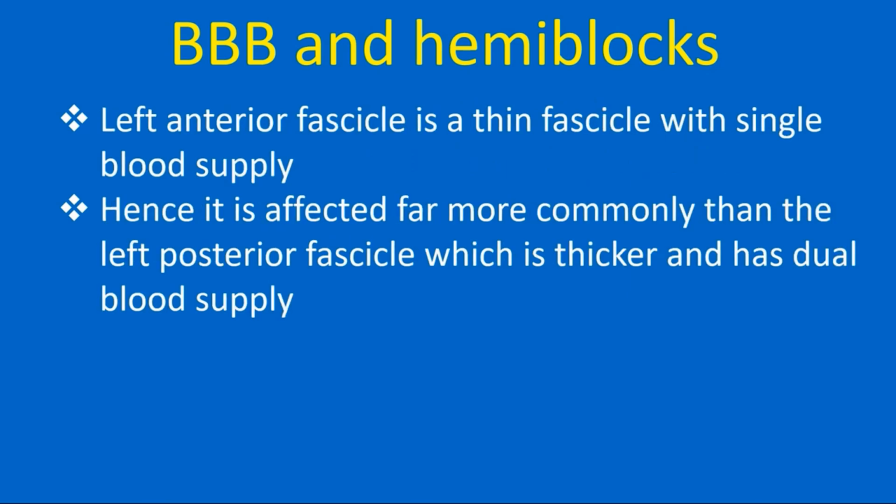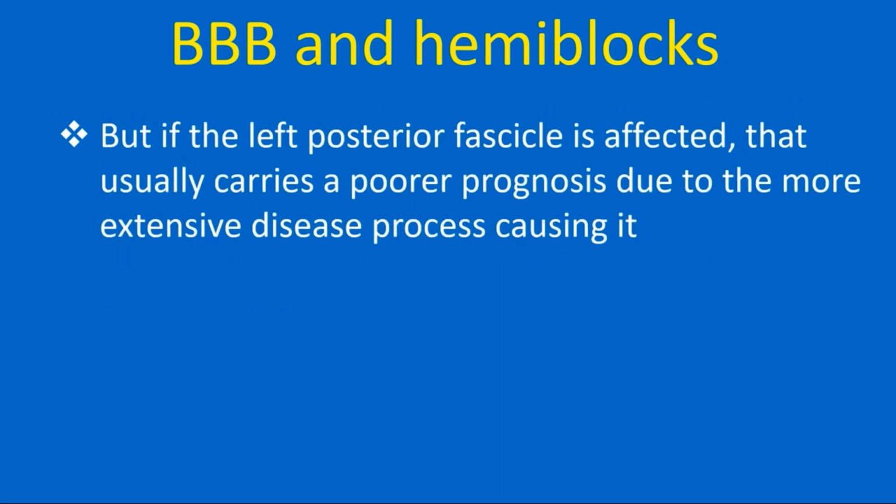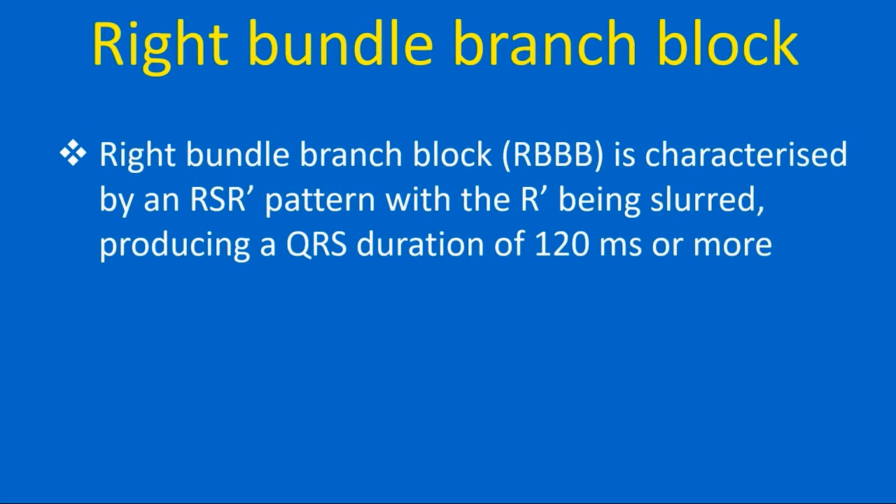The left anterior fascicle is a thin fascicle with a single blood supply. Hence, it is affected far more commonly than the left posterior fascicle, which is thicker and has dual blood supply. But if the left posterior fascicle is affected, that usually carries a poorer prognosis due to the more extensive disease process causing it.